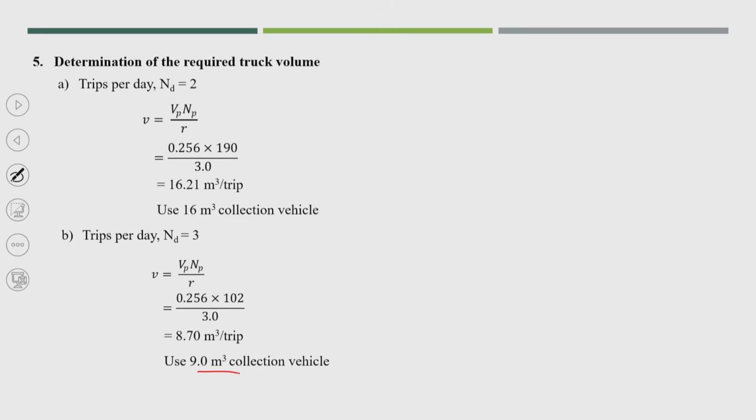Now, here you see that ND2 requires a larger size vehicle, that is a 16 meter cube size vehicle will be required, and if you go for ND3, with number of trips per day 3, then in that case a smaller size collection vehicle will be required.